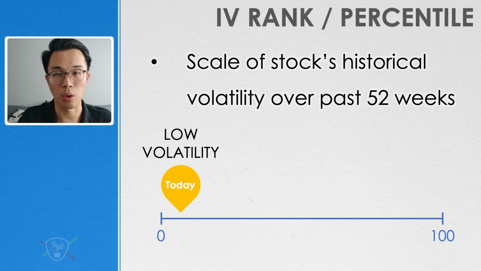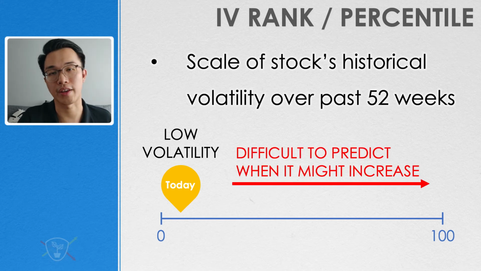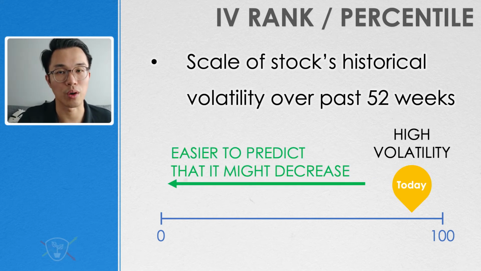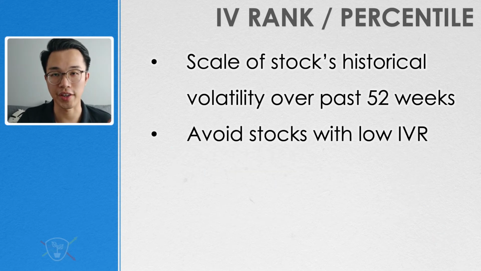When IVR is low, it's very difficult to predict when it might increase. But when IVR is high, we have a good chance that it will come down to a lower level because the markets do not like uncertainty. So if we're looking to sell options and we want to benefit from volatility contraction, we might want to avoid the stocks with low IVR. Personally, when I want to sell options, normally I will look for a stock with an IVR that's above 40.